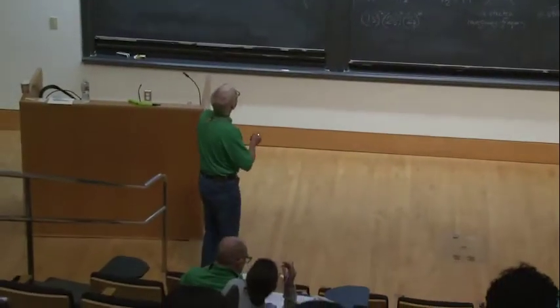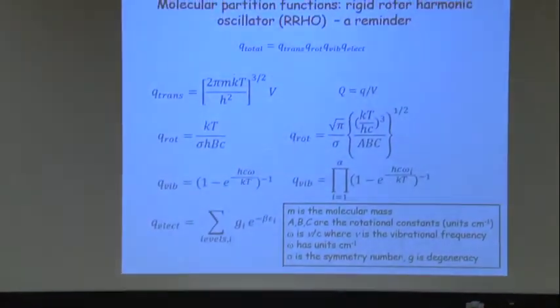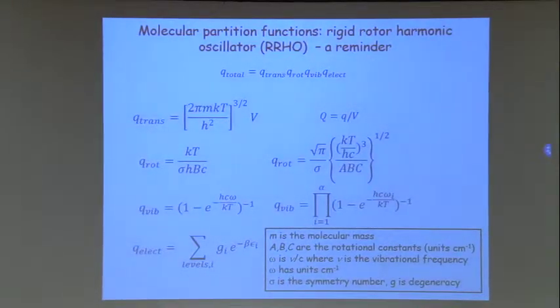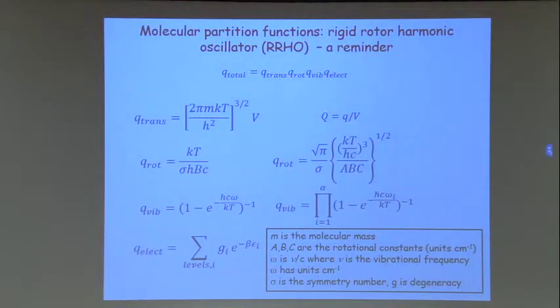Okay, a reminder of the partition functions that we've talked about over the last couple of days. Translation, rotation for a diatomic, rotation for a polyatomic, for a nonlinear polyatomic, vibration for one vibration, say a diatomic molecule, and then for multiple vibrations, and the electronic partition function. Remember, sigma is the symmetry number, and g is the degeneracy of these levels when we're talking about electronic motion.